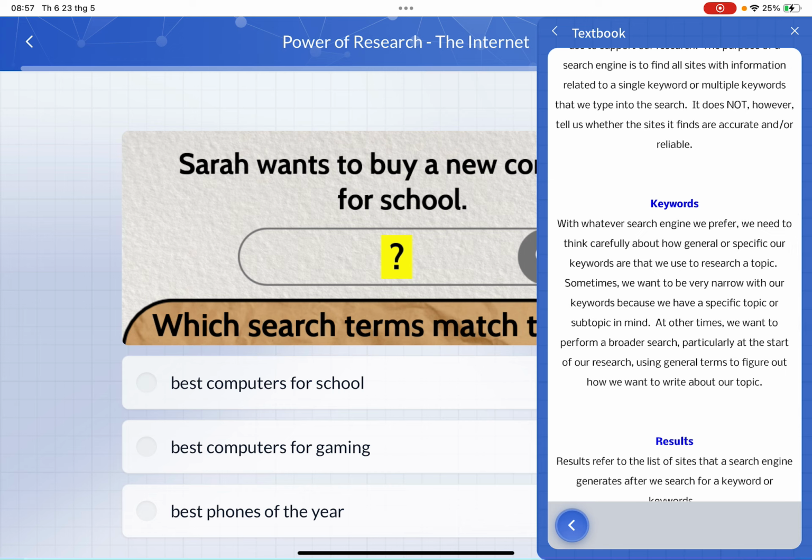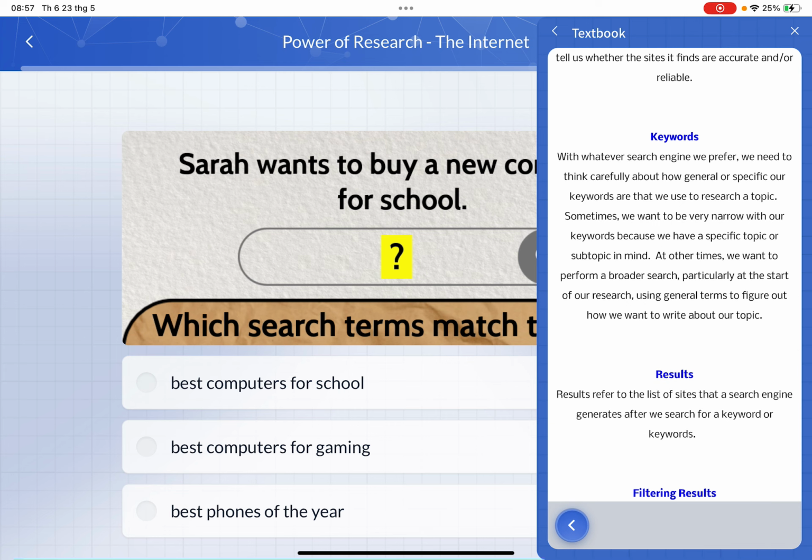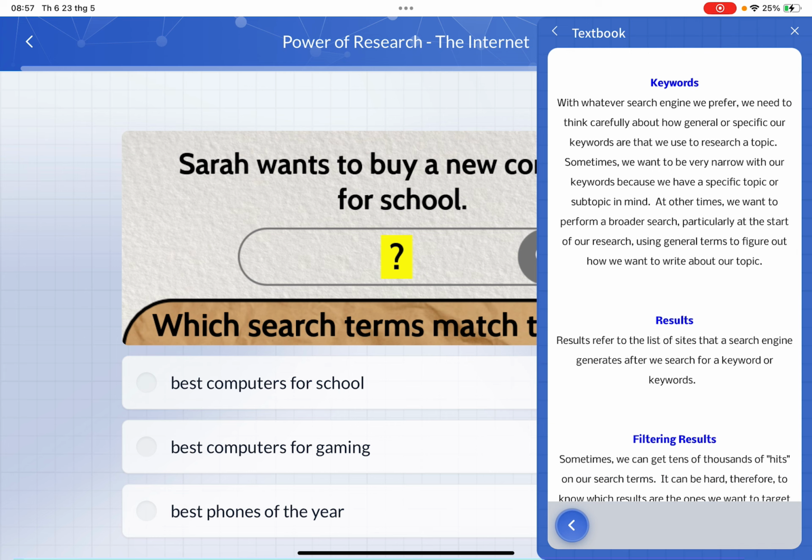And then keyword. Well, what is a keyword anyway? With whatever search engine we prefer, we need to think carefully about how general or specific our keywords are that we use to research a topic. Sometimes we want to be very narrow with our keyword because we have a specific topic or subtopic in mind. Another time we want to perform a broader search, particularly at the start of our research, using general terms to figure out how we want to write about our topic.